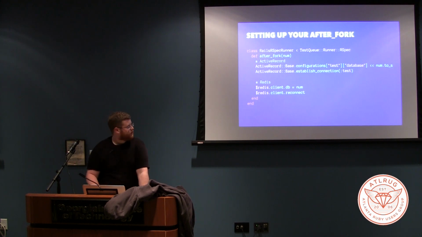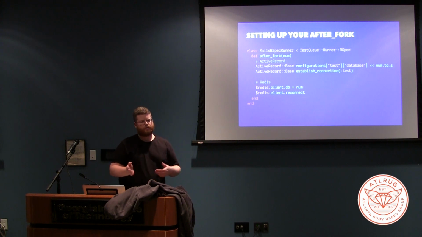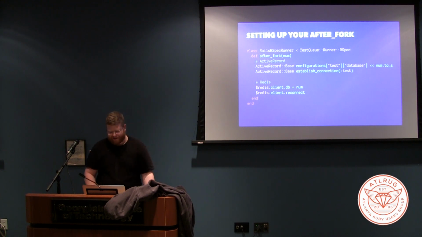One of the things that's interesting here, you'll notice, is we're actually shifting on to our test database number. That's because, naturally, if you're running this even on a local machine, you want to make sure that you're using a clean database for each test runner that's been forked off, right? Otherwise, you can end up with really weird race conditions, and you don't want that.